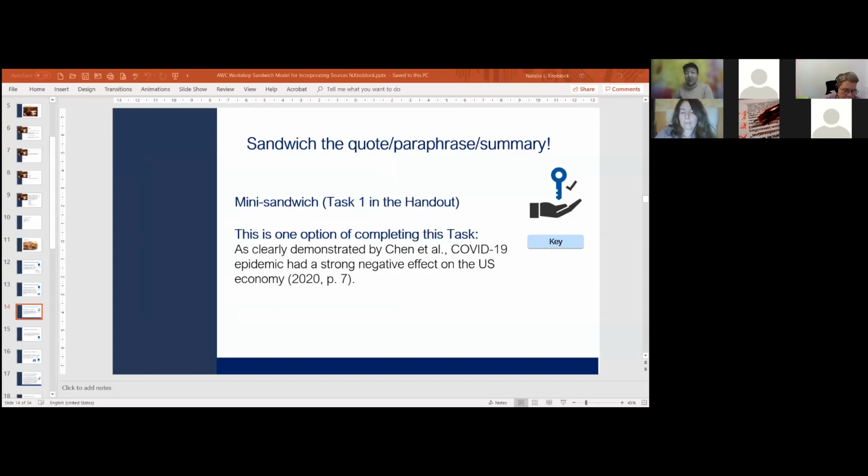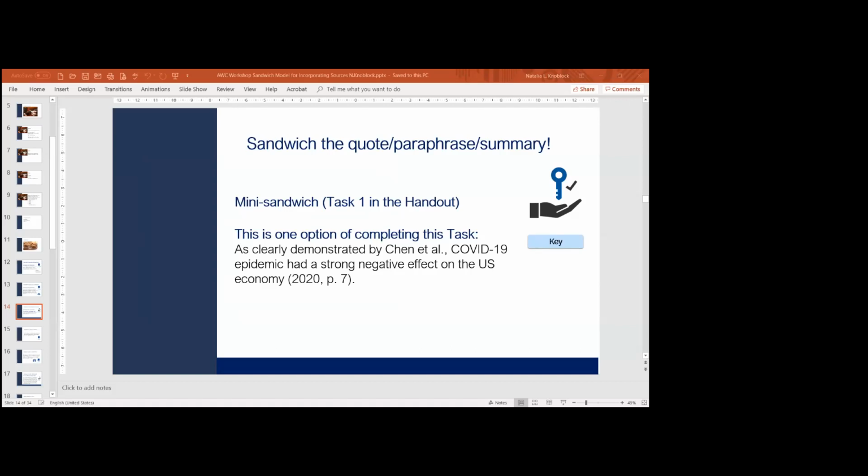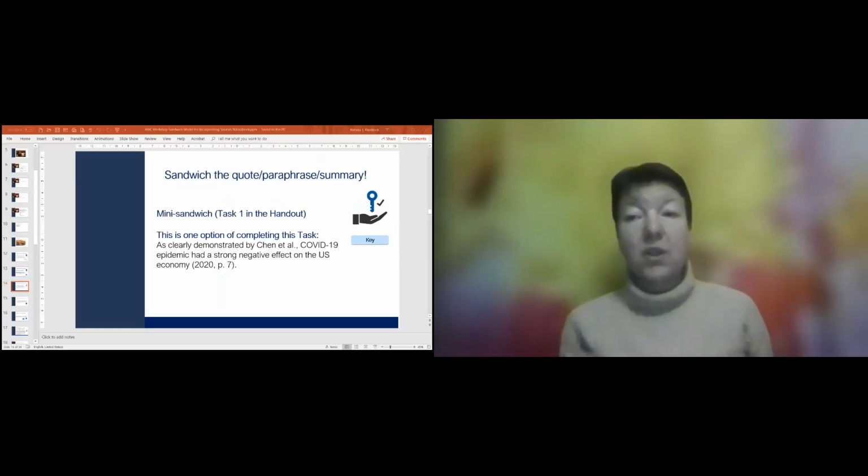I tell everyone that I did not come up with this information. I did not collect statistics on this particular issue. I'm using somebody else's information, okay? I'm giving credit to the authors of this IMF report. So the attributive tag is only this tiny little phrase before the paraphrase, summary, or direct quote. So, as clearly demonstrated by Chan et al.